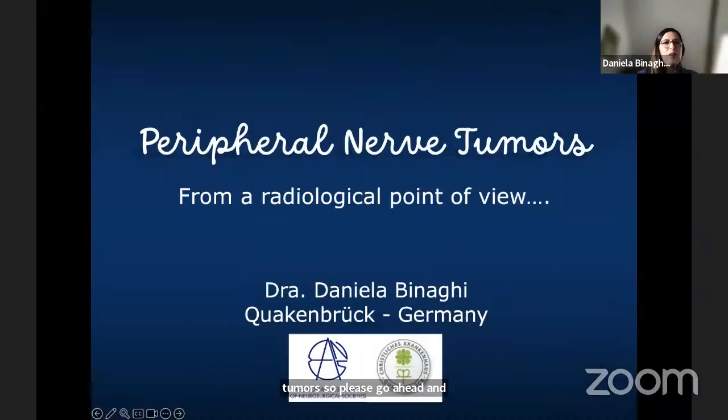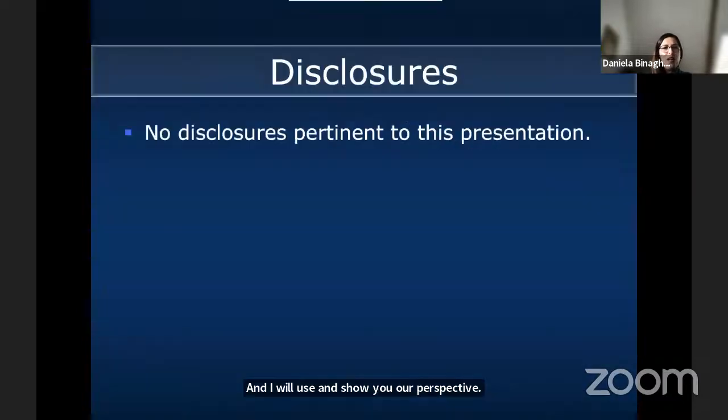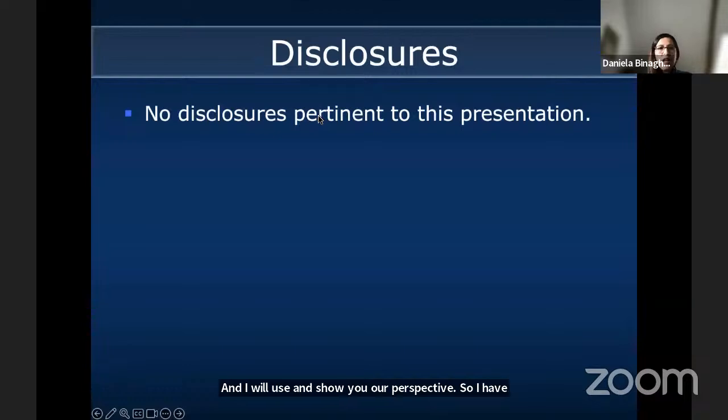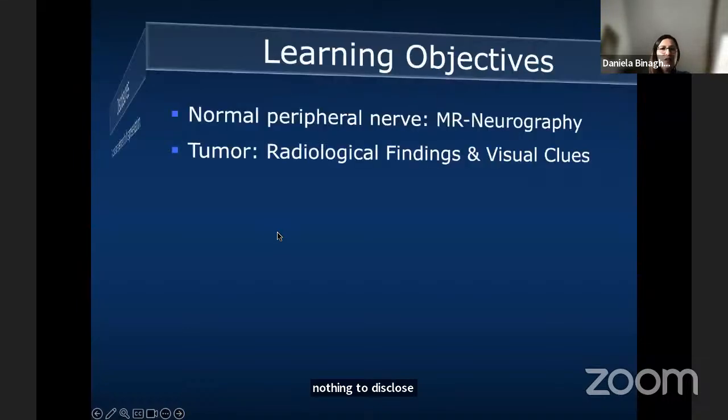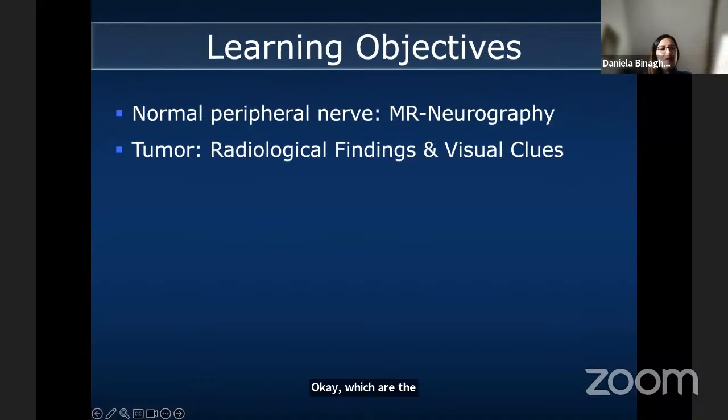Okay, so the idea is to show you peripheral nerve tumors, but from a different perspective. And I will show you our perspective. I have nothing to disclose. Which are the learning objectives? I will show you how a normal peripheral nerve looks like. I will use MR neurography, and I will show you some tumoral cases, and I will try to show you the radiological findings and the visual clues that help us get a diagnosis.